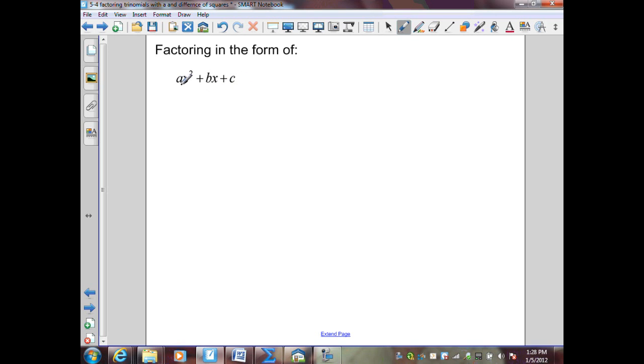Here is ax squared plus bx plus c. C can be less than or greater than 0. B is still the coefficient of x. And now what we're going to do is have an a coefficient in front of our first term for the x squared. Usually this has been a positive 1. Now a can equal any real number. That can add a little bit more difficulty in the form of factoring.